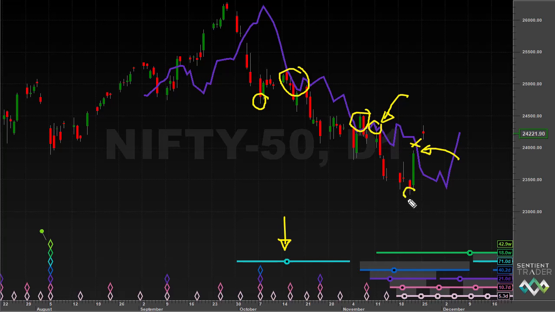Whether we call it an 80-day cycle trough or a 20-week cycle trough makes little difference. The important thing is that we are now expecting price to travel up and reach its target, which is at this level over here, just below 25,000.